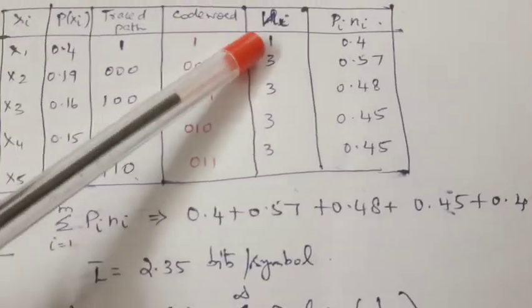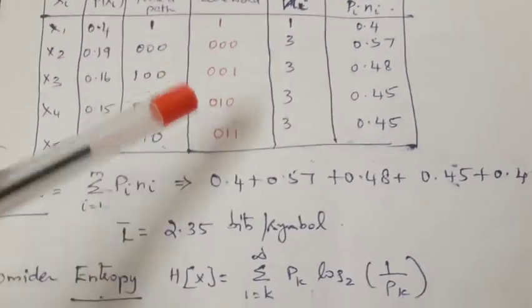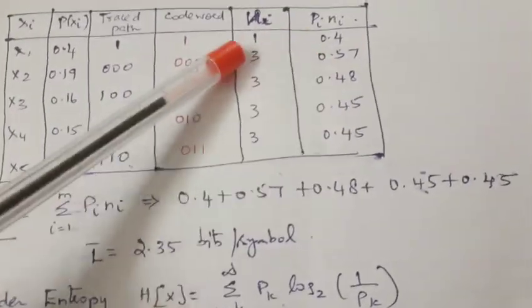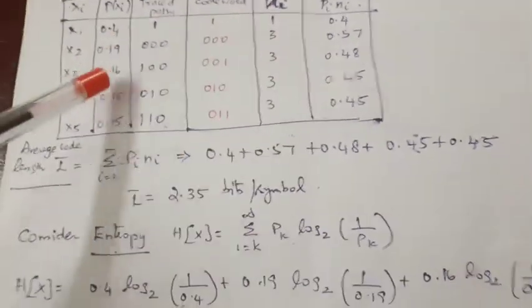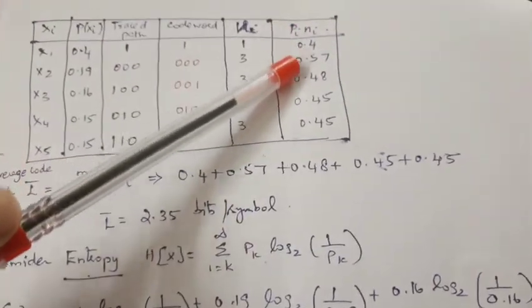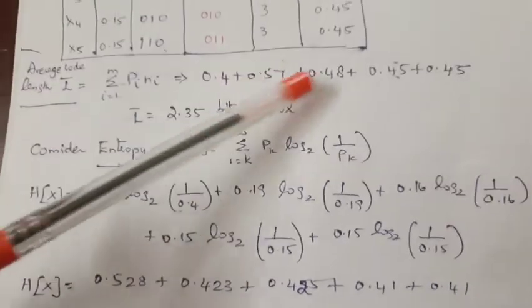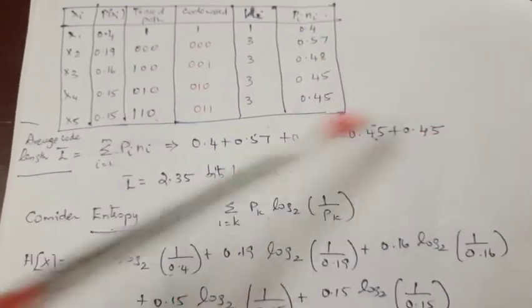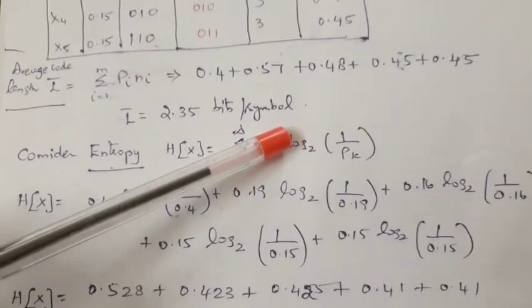Now you need to find out how many bits are there in the code word. 1 bit, 3 bits, 3 bits, 3 bits, 3 bits. Next, multiply with the probability values 0.4, 0.19, and so on. You are multiplying 0.4 into 1, 0.19 into 3, 0.16 into 3, 0.15 into 3, 0.15 into 3. Now you are going to accumulate these values. That is going to be your average code length. 0.4, 0.57, 0.48, 0.45, 0.45. So the average code length is going to be 2.35 bits per symbol.